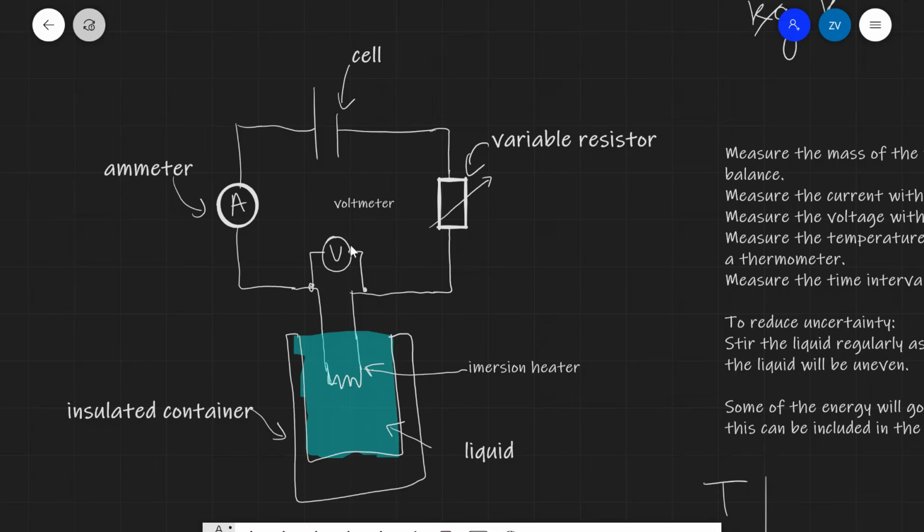We also have some voltage. We have a liquid which has been placed in an insulated container, and we also have an immersion heater. Notice that the immersion heater is fully submerged within the liquid. The experiment will just not work if this was partially submerged. So if you draw this diagram in an exam, please make sure to draw the immersion heater fully submerged.